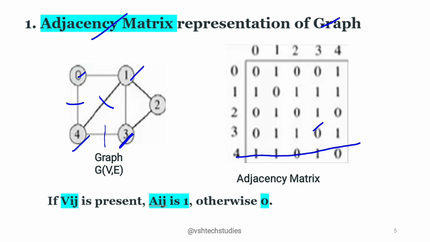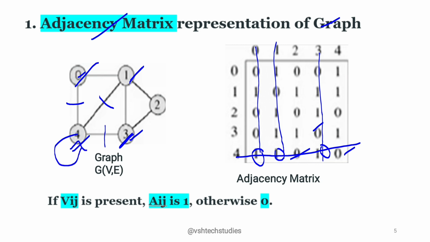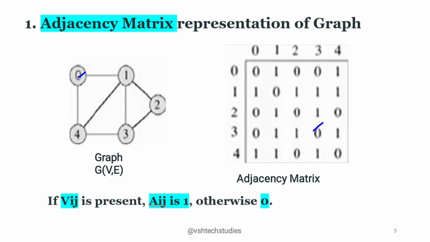So for 4, here 0, 1, 3. There 1 is filled. Remaining place 0 is filled. Because 4 to 4 there is no connection, that is also filled here 0. This is how adjacency matrix for the given graph is written. This is adjacency matrix representation of this graph.